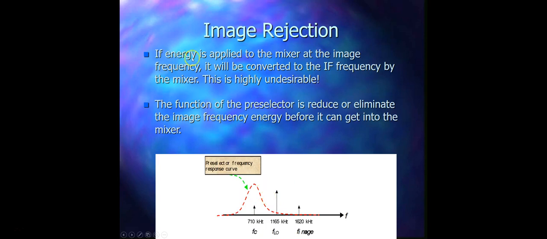Let's see what it says here. If energy is applied to the mixer at the image frequency, it will be converted to the IF frequency by the mixer. This is highly undesirable. The function of the preselector is to reduce or eliminate the image frequency energy before it can get into the mixer. So it means we need a filter. A preselector performs this action of selecting the particular frequency, and the preselector is tuned to the carrier frequency. It will reduce or eliminate the image frequency.